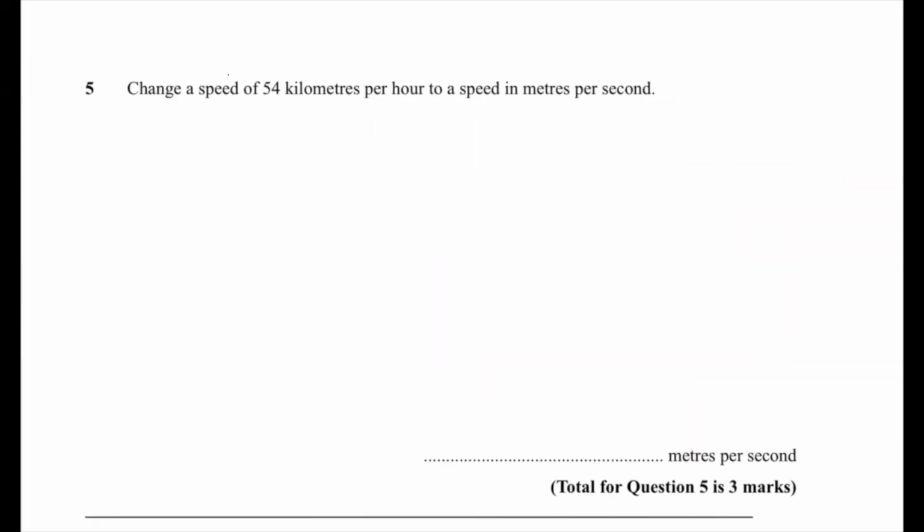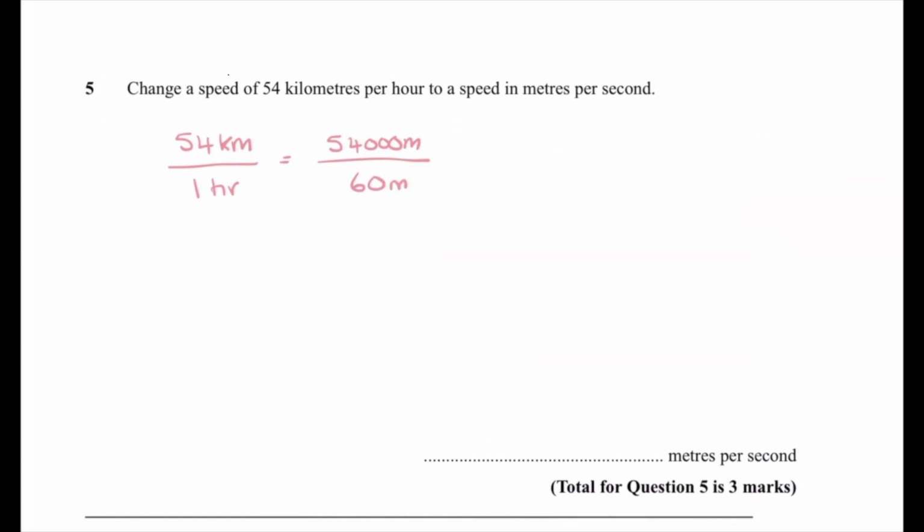Okay, we've got a units question. They do quite like this. So the first thing you want to do is set it up: 54 kilometers per hour, so per 1 hour. That's the same as saying 54,000 meters in 60 minutes.